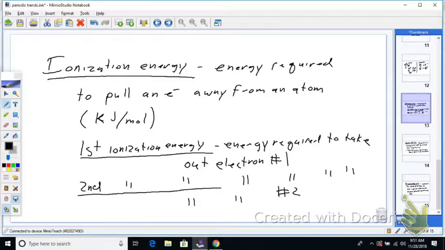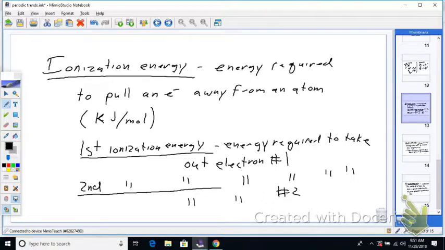So the first ionization energy is going to be the smaller one, and then if you have to take another electron out, it's going to be tougher. You'll find that in your data. Does that make sense? Now, there are some times where there's a huge jump. That was a good example. I probably should have used that.